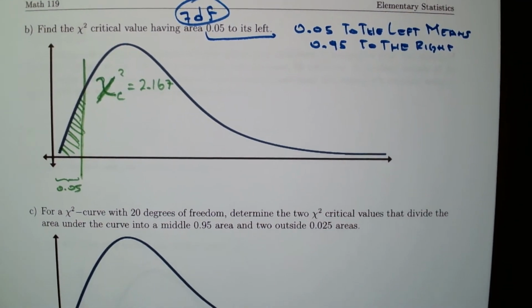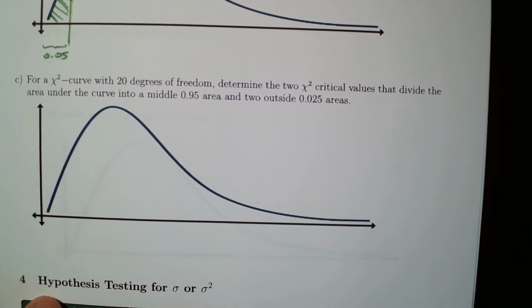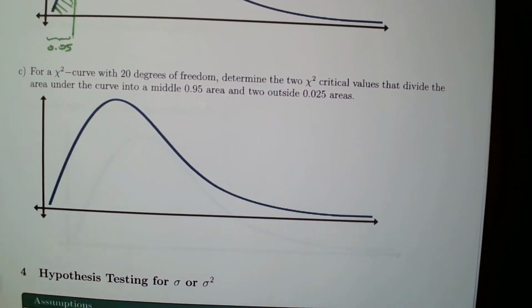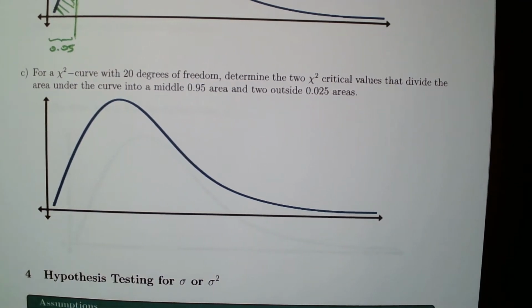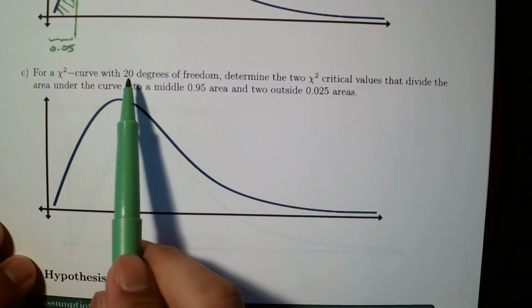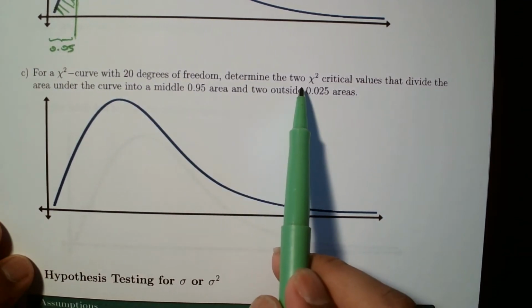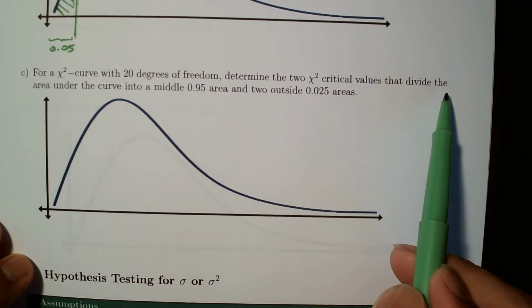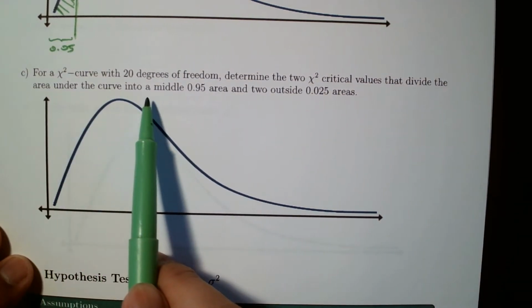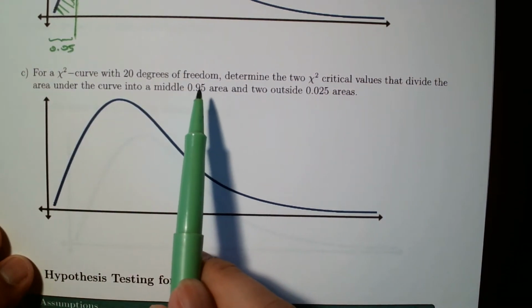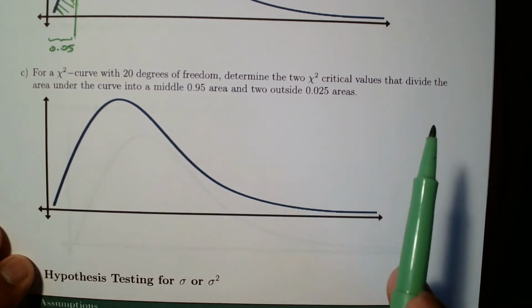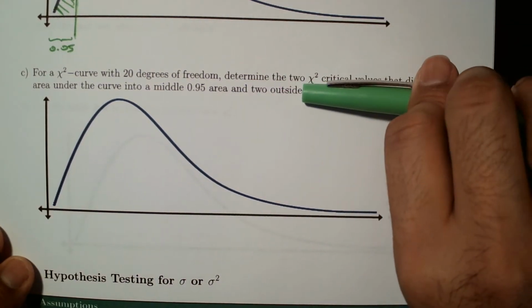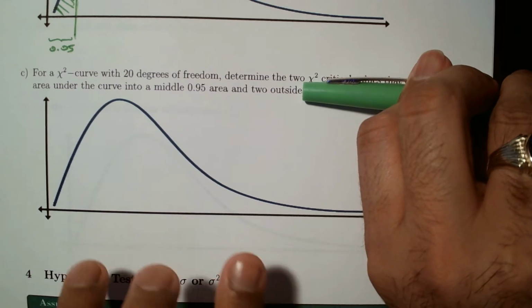Now, possibly one of the trickiest ones is finding the critical values for a two-tailed test for a variation test. For a chi-square with 20 degrees of freedom, determine the two critical values that divide the area under the curve into a middle 95%. And suppose you didn't read this, well, 0.95 is in the middle.